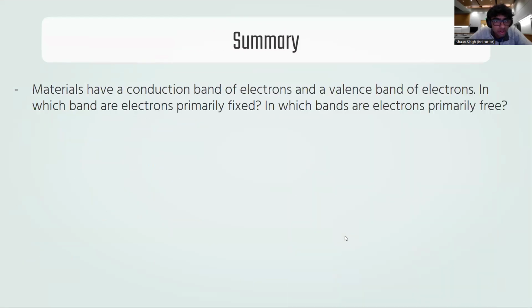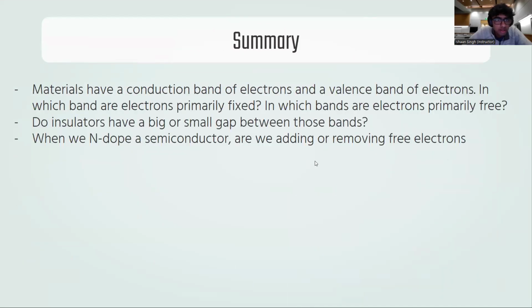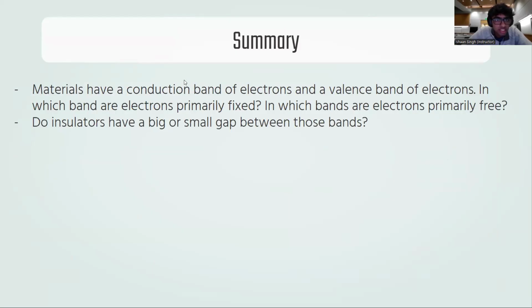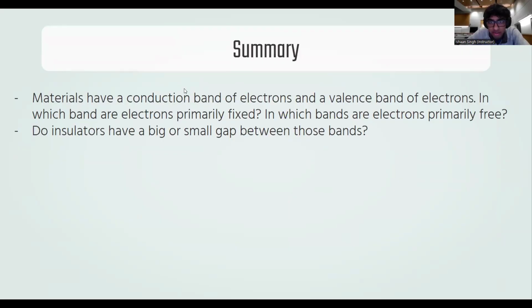Now, do insulators have a big or a small gap between those bands? We call that a band gap. Big, exactly, because it's super hard for electrons to jump from valence, being stuck, to being able to freely float around like they do in conductors. It's a big gap. Conductors, they overlap, so they can just easily move from valence to float around.